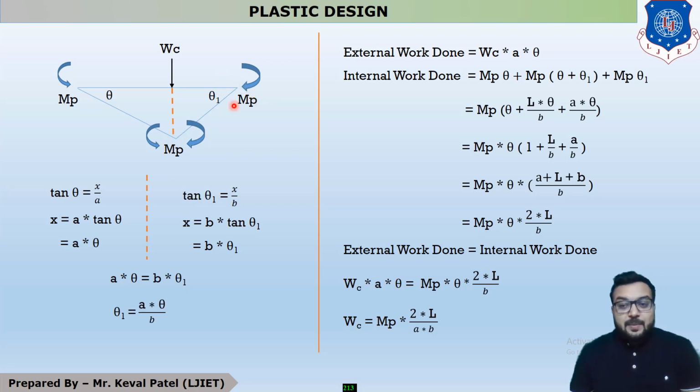Okay, now if we have to equate both the values, it is compulsory that both the values are in the same term. You can see that your external work done is in the form of theta. So first of all, you have to convert your internal work done into the form of theta. After converting your term theta 1 to theta, your final calculation of internal work done is MP theta into 12 by b. Now we have to equalize both the values. So WC into a theta is equal to MP theta into 12 by b.